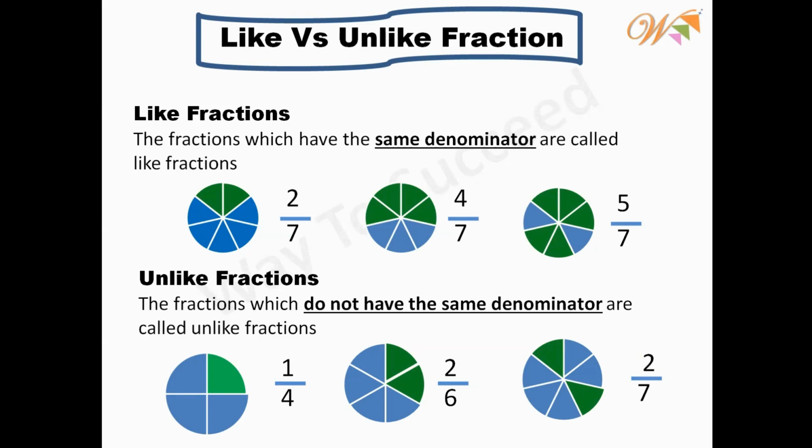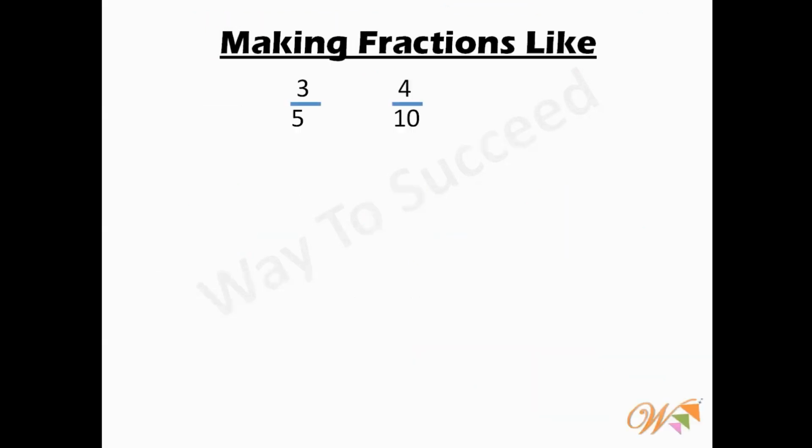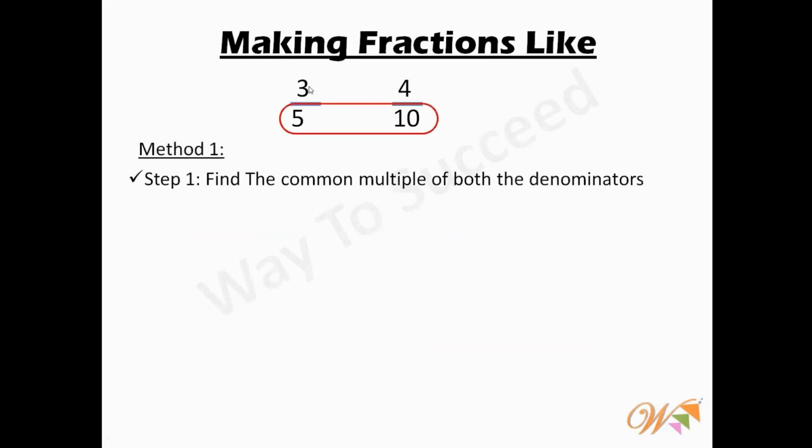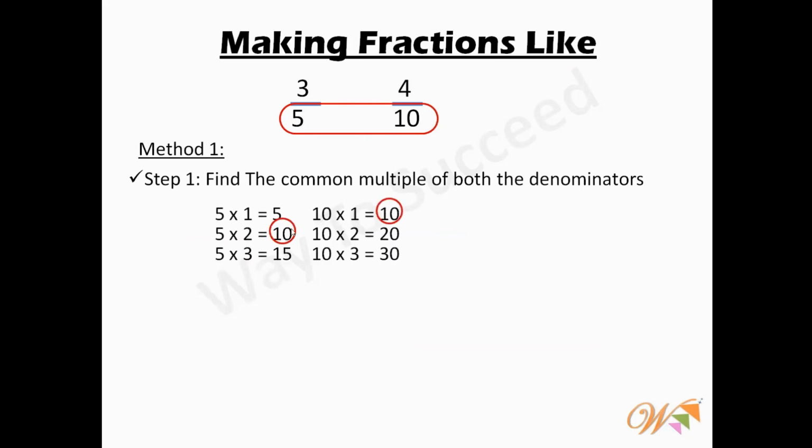Now sometimes to perform some operations, we have to make the fractions like fractions. For example, here I have 3 by 5 and 4 by 10. Like fractions need to have the same denominator. So how do I get the same denominator? For that, I will find the common multiple of both the denominators. Let's say I write the table of 5 and the table of 10. I can see that 5 times 2 is 10, and 10 times 1 is also 10. So the first common multiple, the least common multiple of 5 and 10, is 10.